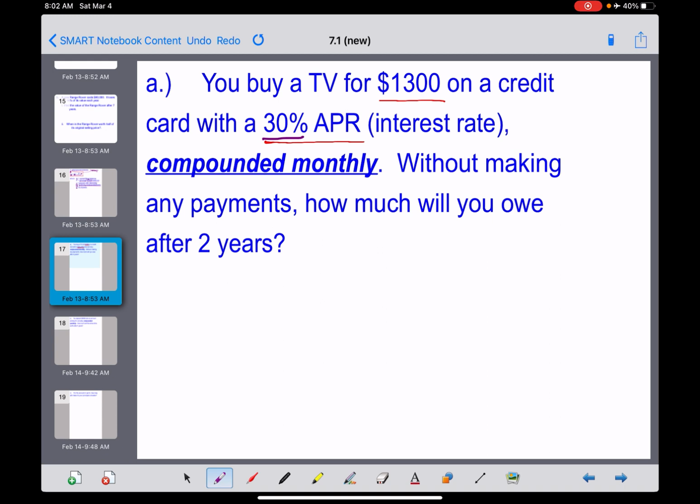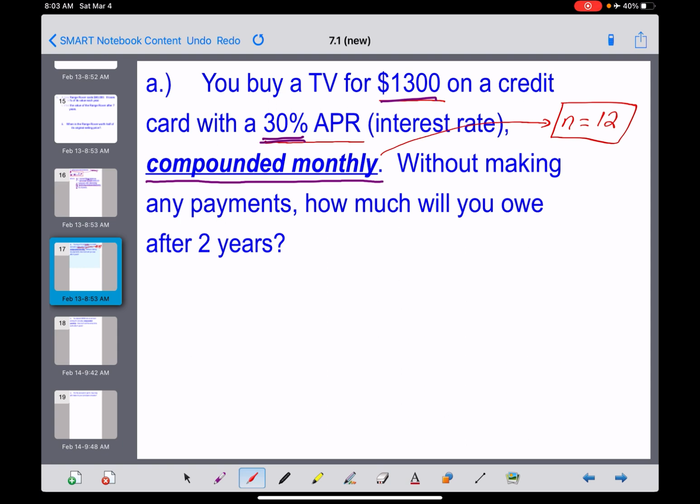So you're going to borrow $1,300 from Discover at 30% APR, and that interest is going to be compounded monthly. Monthly is the way that most financial institutions actually do things in the world. So right there, let's talk about it. When something is happening monthly, how many times per year is that occurring? Well, 12 months in a year, so that's the n value in this particular problem. So without making any payments, how much are we going to owe Discover for our $1,300 TV after 2 years?